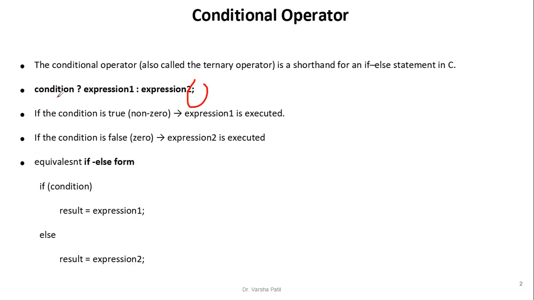When the condition is true, expression 1 will get executed, and if the condition is false, then expression 2 will get executed. So only one of them executes. So it is equivalent to the if-else form. In if-else we write: if condition, then if the condition is true, execute this, else execute this.